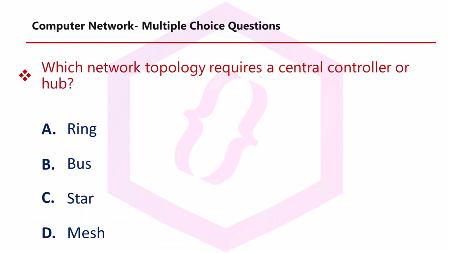Which network topology requires a central controller or hub? Option A, ring. Option B, bus. Option C, star. Option D, mesh. The right answer is option C, star.